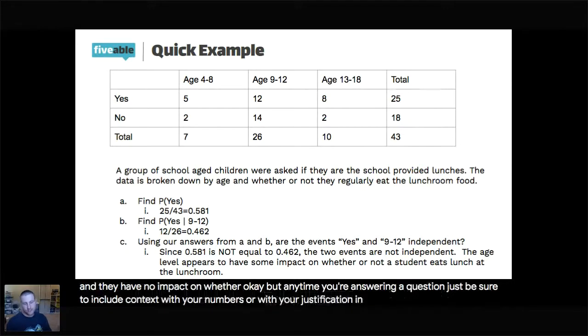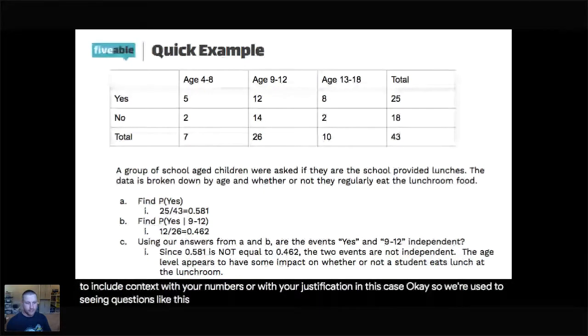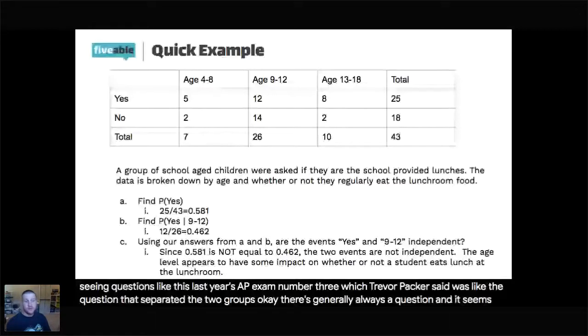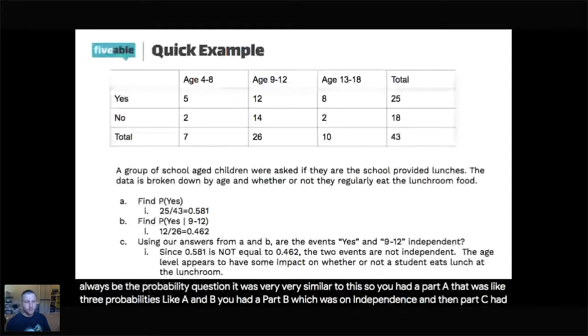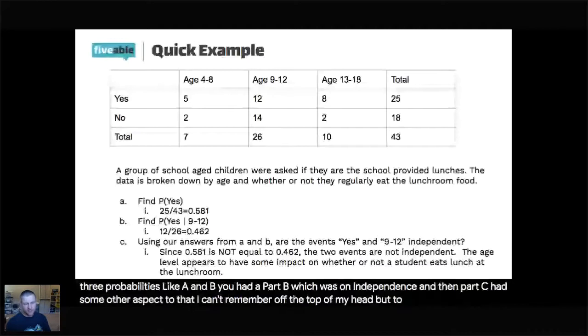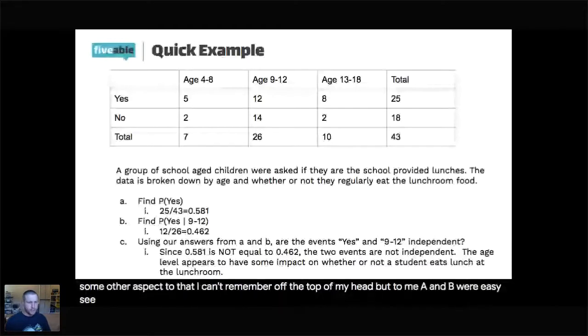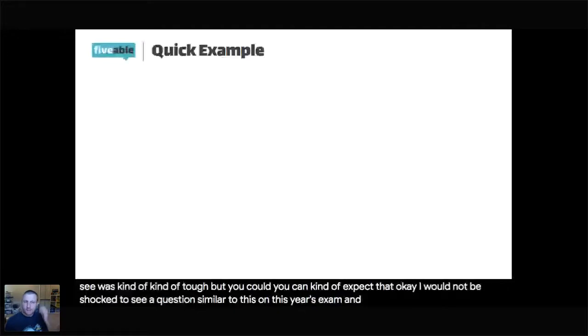So we're used to seeing questions like this. Last year's AP exam, number 3, which Trevor Packer said was like the question that separated the two groups. There's generally always a question, and it seems to always be the probability question. It was very, very similar to this. So you had a part A that was like 3 probabilities, like A and B. You had a part B, which was on independence. And then part C had some other aspect to it. I can't remember off the top of my head. But to me, A and B were easy. C was kind of tough. But you can kind of expect that. I would not be shocked to see a question similar to this on this year's exam, and then mix in something else.